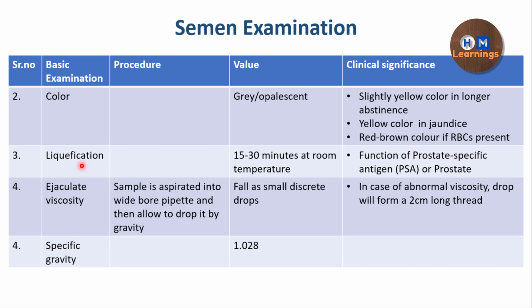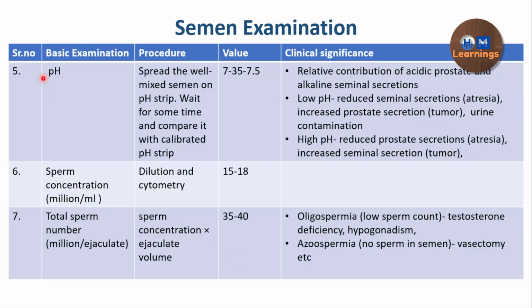Then, as I said, liquefaction. Immediately after ejaculation it coagulates, and then liquefaction happens. Within 15 to 30 minutes at room temperature it liquefies, and it signifies the function of the prostate, more specifically the prostate-specific antigen. Depending upon its level and the function of the prostate, the duration of liquefaction can vary. Then ejaculate viscosity: it should fall drop by drop. In case of abnormal viscosity, it does not fall drop by drop, it falls as a thread 2 cm long. Then the specific gravity should be 1.028.